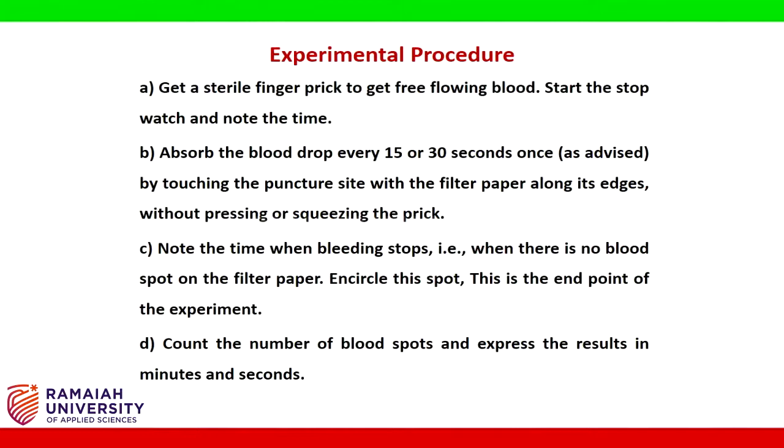Absorb the blood drop every 15 or 30 seconds once by touching the puncture site with the filter paper along the edges without pressing or squeezing the prick. Note the time when bleeding stops, that is, when there is no blood spot on the filter paper. Encircle this spot. This is the end point of the experiment. Count the number of blood spots and express the results in minutes and seconds.